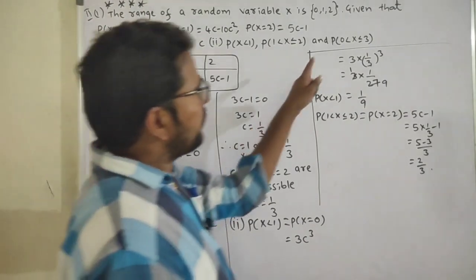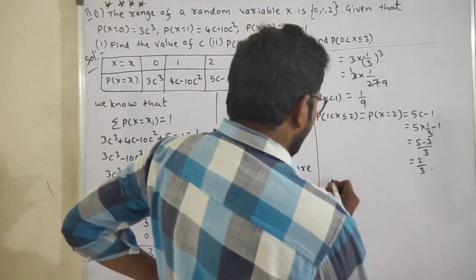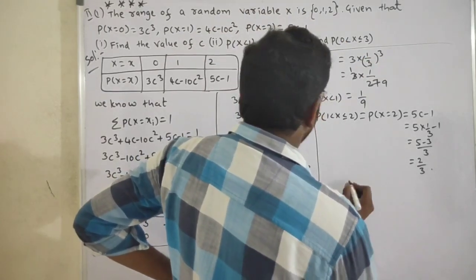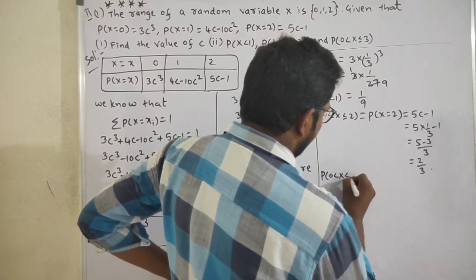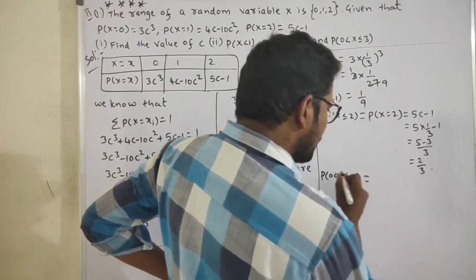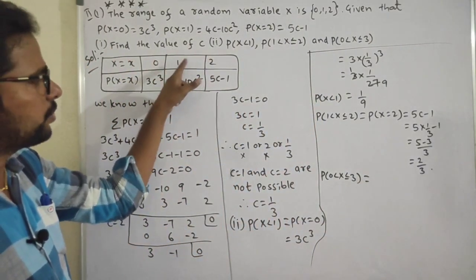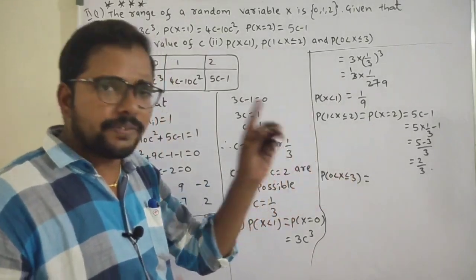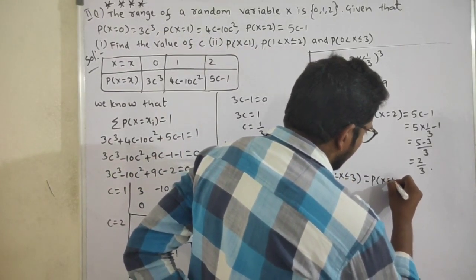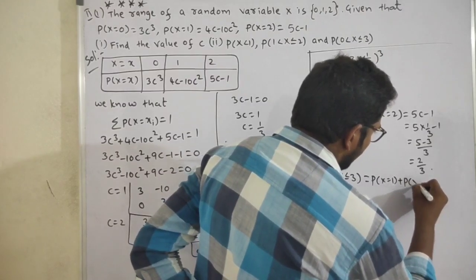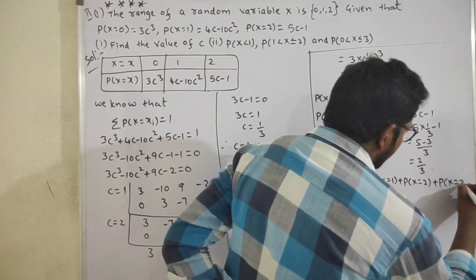Last one, P of 0 less than x less than or equal to 3. That means greater than 0, and less than or equal to 3. Greater than 0 means we start from 1, 2, and less than or equal to 3 means we take up to 3. So that is P of x equal to 1 plus P of x equal to 2 plus P of x equal to 3.